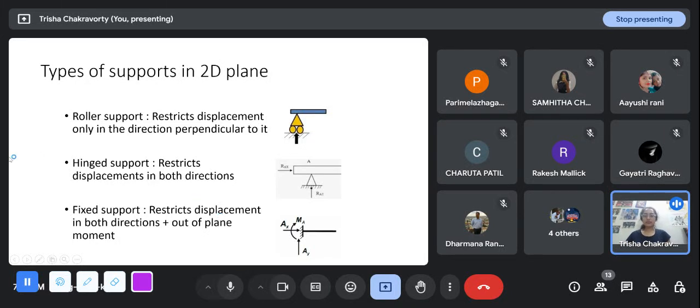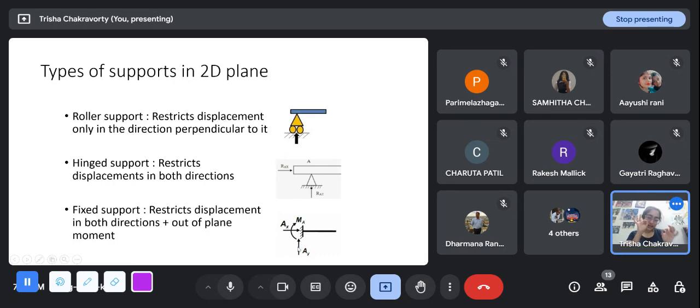And one thing we can say is that every force has a corresponding displacement component to it. So if a support restricts displacement in a particular direction, it means the force along that direction at the support will be unknown. So here, since no vertical displacement is allowed, there will be a vertical force developed here, a reaction force that is unknown to us.